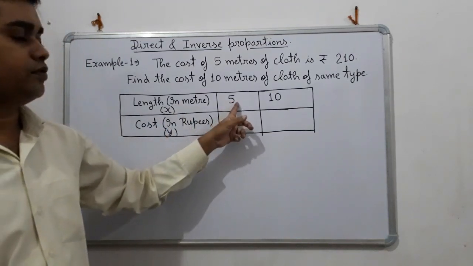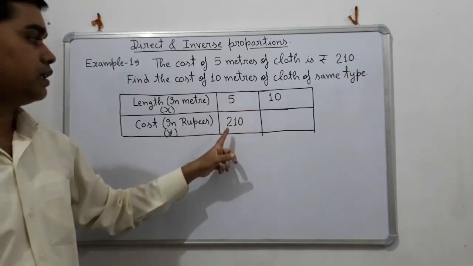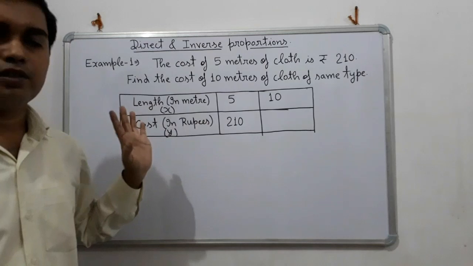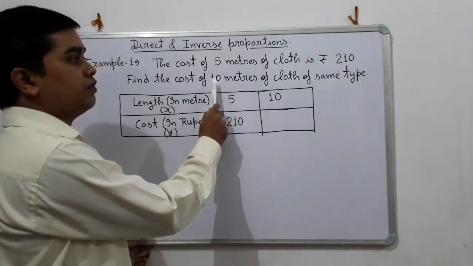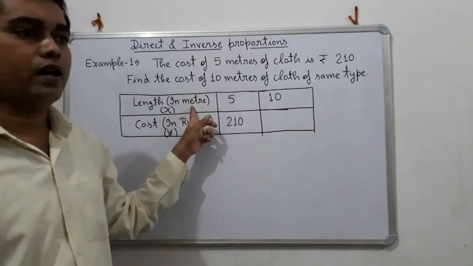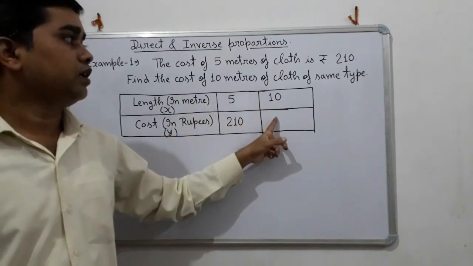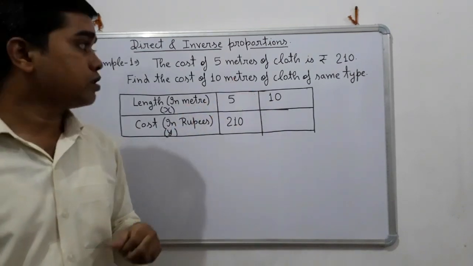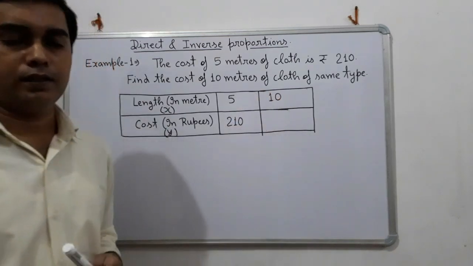तो आपको क्या करना है? 5 मीटर लेंथ थी तो मैंने 5 मीटर लेंथ के सामने लिख दिया and cost is rupees 210, so I have written 210 here. Now the question is find the cost of 10 meters of cloth. फिर से मीटर, 10 meters means you have to write 10 in front of length, and here we have to find the cost of 10 meters of cloth, means ये वैल्यू आपको फाइंड करनी है.